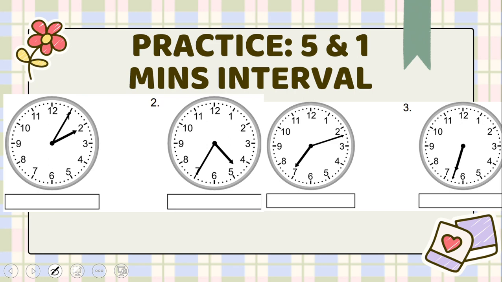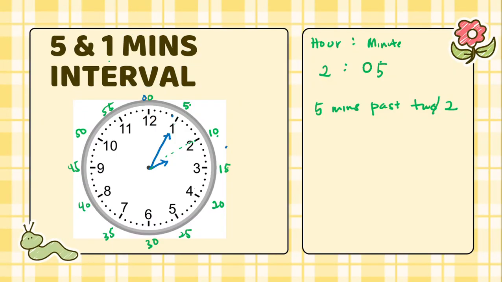Okay, I forgot to do the 1 minute interval. So now we do the 1 minute interval. What is 1 minute interval? Meaning that, let's say you have a clock that is pointed not to any number, but it's pointed to the dots.